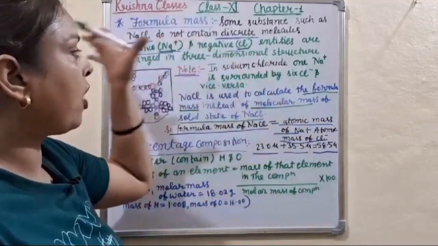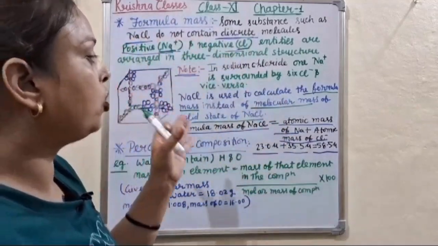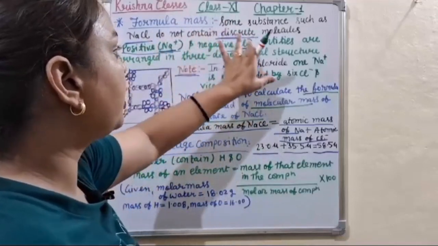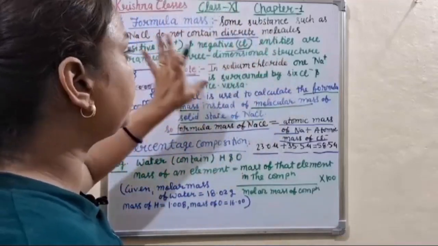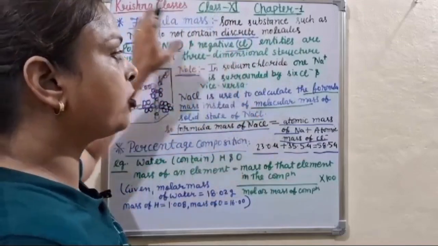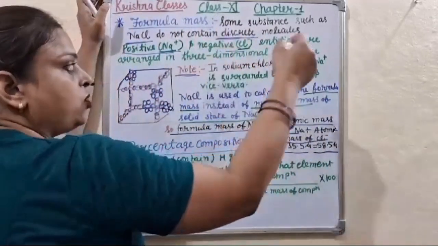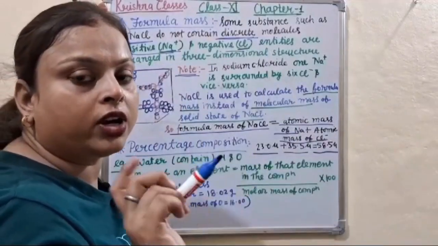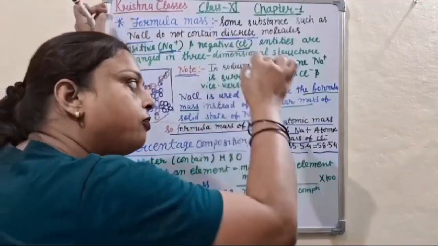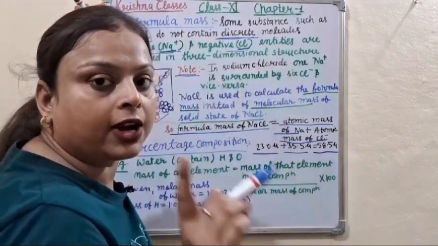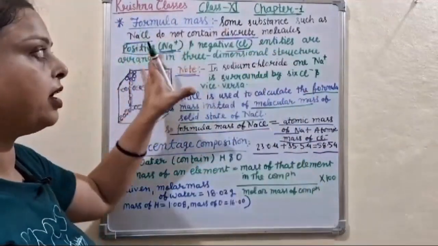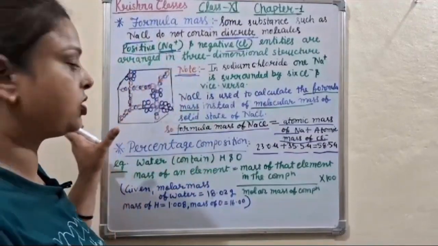Why do we calculate formula mass instead of molecular mass? Because here the ions do not form discrete molecules. It means NaCl does not contain discrete molecules. All ions are arranged very closely in a three-dimensional structure. That's why we calculate formula mass instead of molecular mass, because ions are arranged very tightly in a three-dimensional structure.